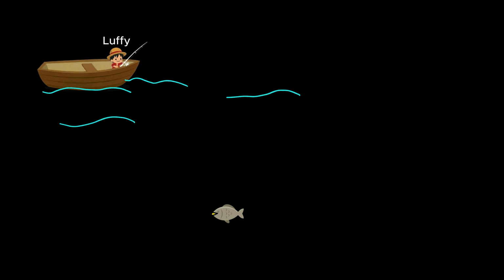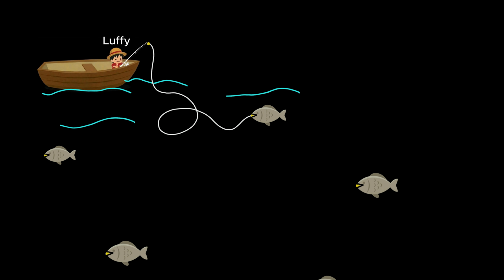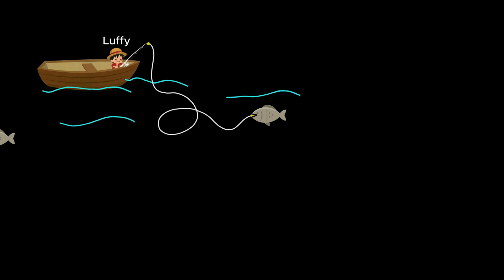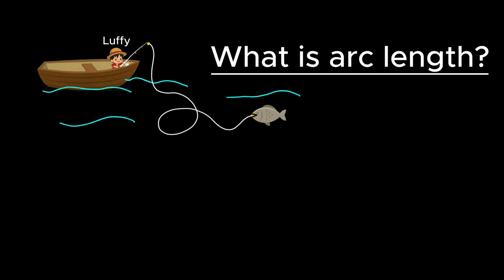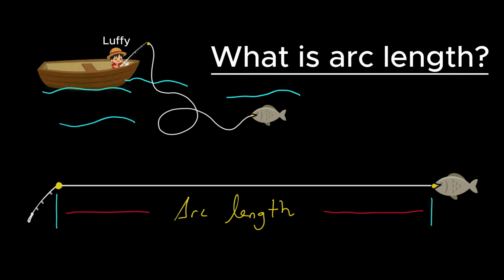Say for example, your friend Luffy went fishing and then after some time he caught this big fish. Notice that the tip of this rod and the string that connects to the mouth of this fish forms a curve. What is the arc length of this curve? To visualize this one, imagine that you pull this string from end to end so that you will have this illustration. And precisely, the arc length is simply the length of this string.